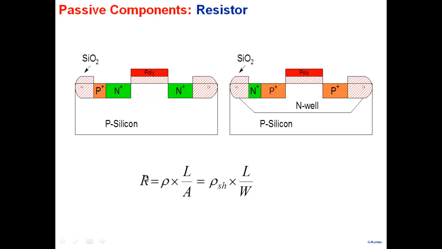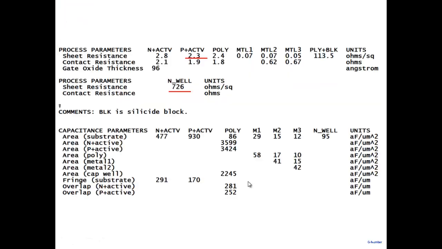Note that we'll think of a resistor in terms of sheet resistance. Sheet resistance values of all these different layers are given. These are available as part of the technology. And L by W, of course, you choose as a designer. How long do you want and how wide do you want it? For example, look at this technology information. This is for a 0.5 micron technology.